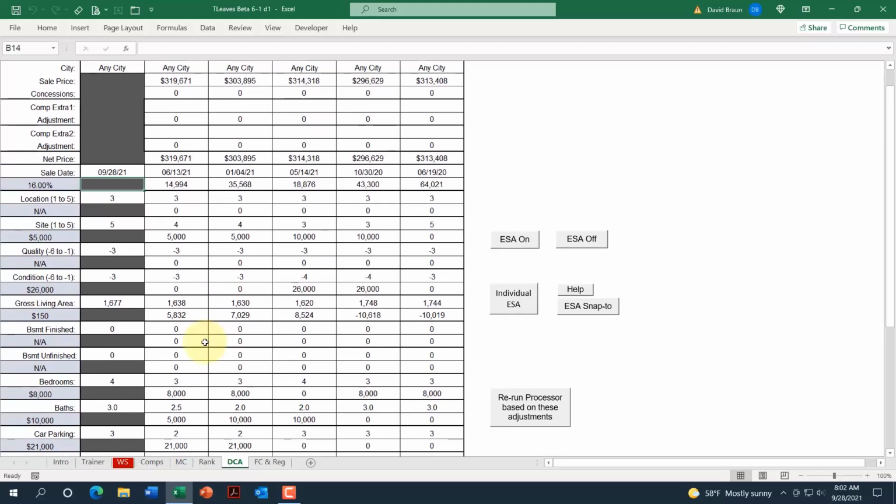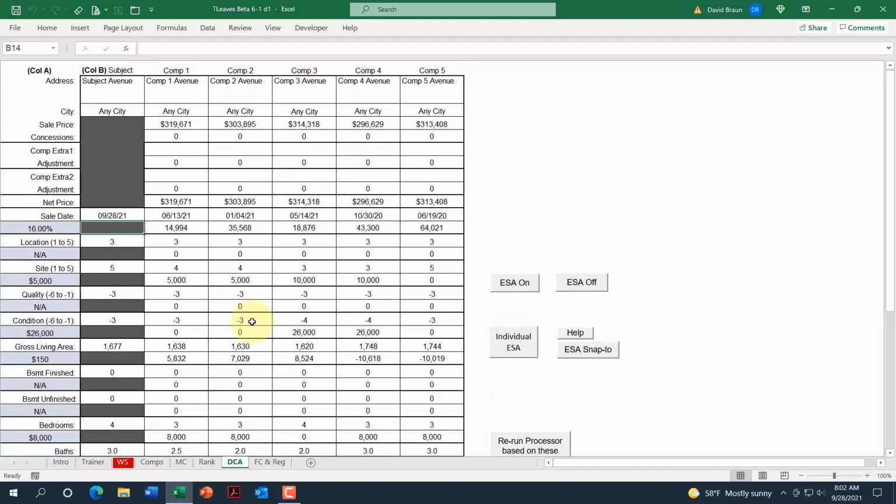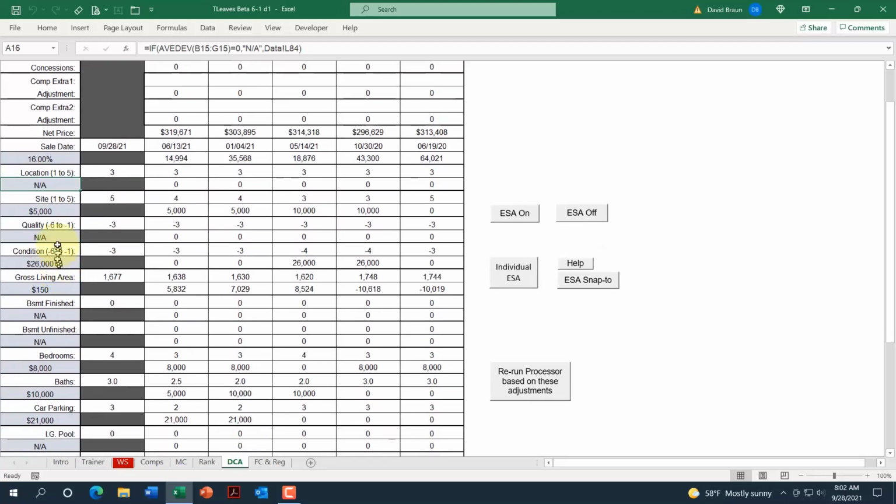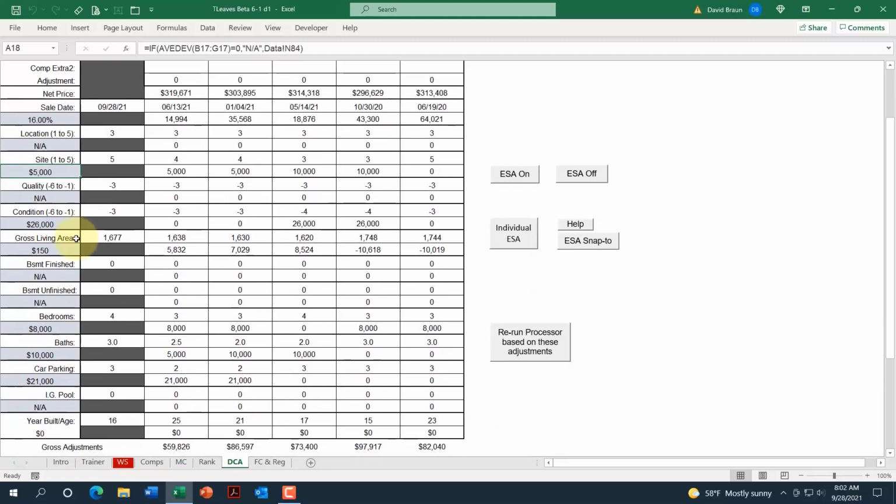Now, what we want to look at right now is how do we feel about our adjustment rates? In the blue here, it actually tells our adjustment rate for a sales date or market condition. We know we use the 16%. The site, the location, they're all the same, so there's no adjustment, so it's NA. The site is 5,000, and I feel really good about that. The condition, that may be a little bit high.